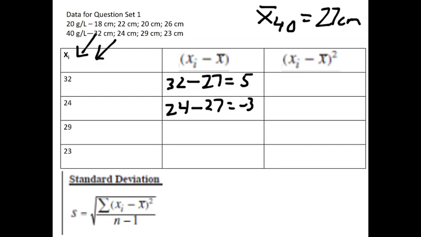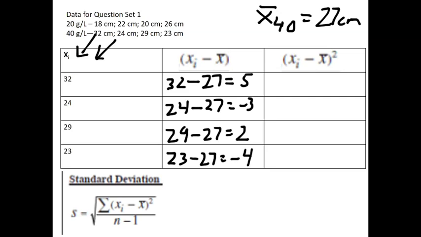Next we're going to go 29 minus the mean of 27 to get 2. And then finally we're going to go 23 minus the mean of 27 to get negative 4.